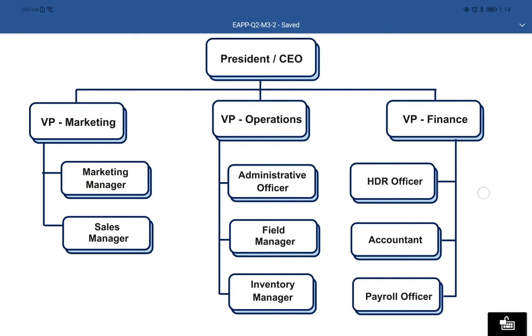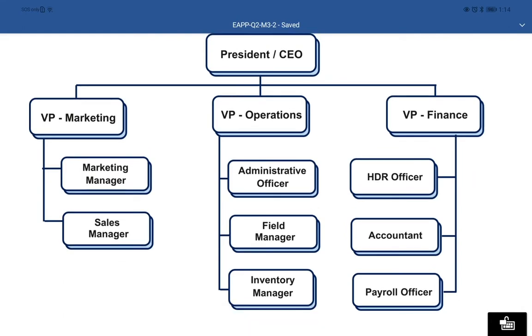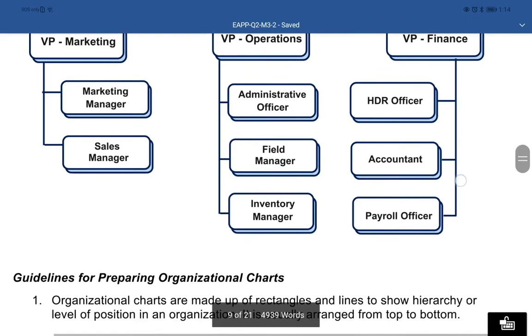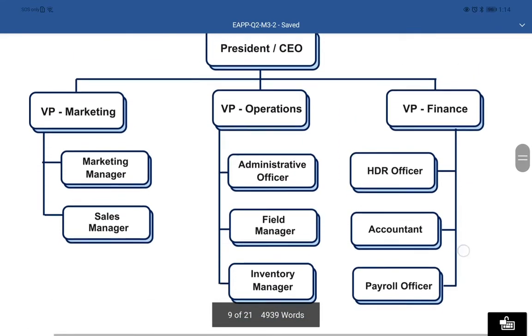Remember, kapag gagawa kayo ng organizational chart, the top part is always the highest position, the highest level. So, makikita nyo sa taas, we have the president here. Okay? And then, from top to the bottom, placed there are the succeeding levels, succeeding ranks. So, halimbawa, ito, president yung pinaka nasa taas.